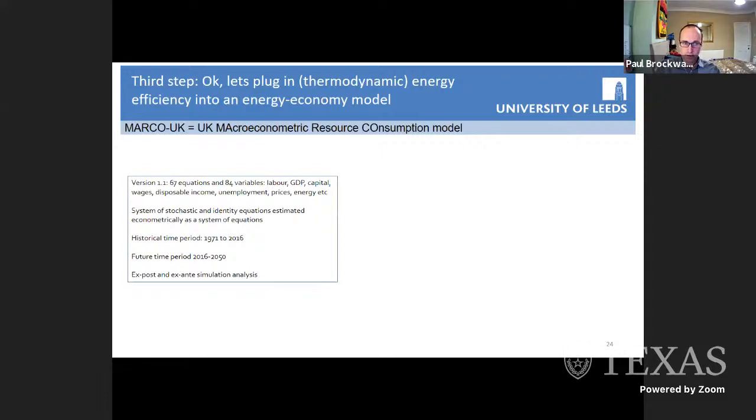And now for a third step, we're now starting to take our shiny energy data, this primary, final, useful data, and actually plug it within an integrated energy economy model. And so we built a model called MARCO UK, which is our macroeconometric resource consumption model. It consists of over 60 equations and around 80 socioeconomic and other variables tied together through a system of essentially statistical equations, which have been based on data in the past. And then we can use that for forecasting in the future. We can do ex post and ex ante simulation analysis.